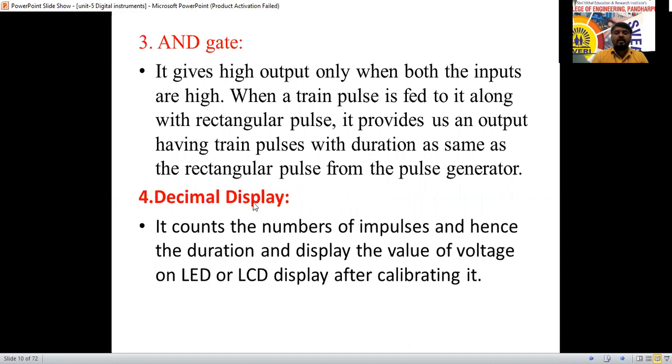Digital display, what is it going to do? It is going to count the number of impulses, hence the duration, and display the value of the voltage on an LED or LCD display. It is going to count how many impulses are there, then it is going to give that output. Here, only the block explanation they have given.